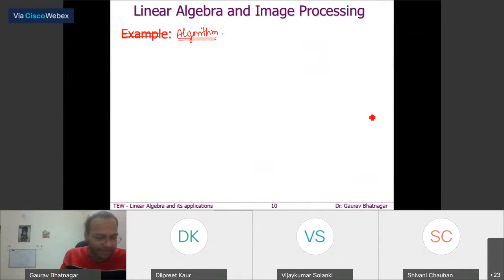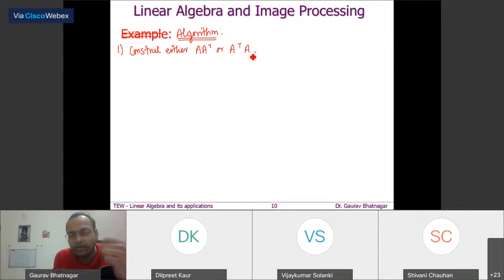Okay, so the algorithm. The very first step for me is going to be to construct either A transpose or A transpose A. As I mentioned in the previous slide, whichever has the smaller dimension, just choose that, so that you have less computation in order to find the eigenvalues or the singular values of the matrix. So the first step says construct either A transpose or A transpose A.